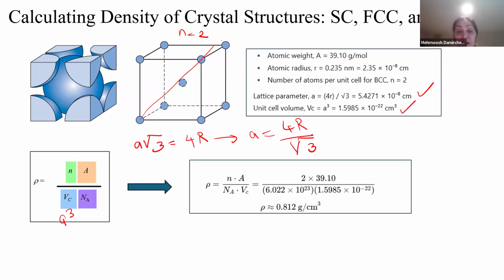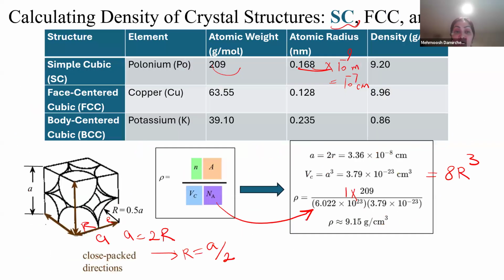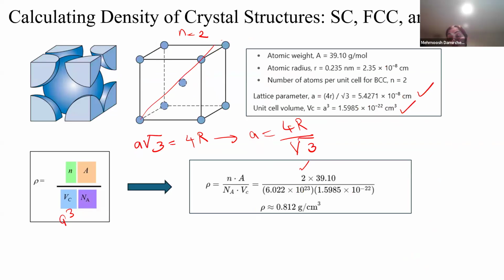And substitute in these fractions. N was 2 for BCC, A from the table, and NA is the Avogadro number that's fixed, and VC is A cube, and we find rho is 0.812. Back to the table again. For potassium or K, it is 0.86, and here we found 0.812. Close, but a little difference. There are several reasons for that.